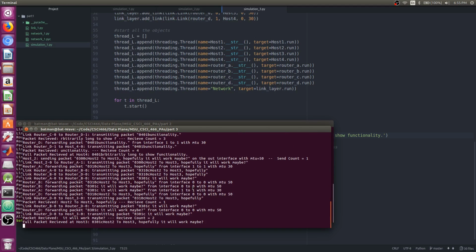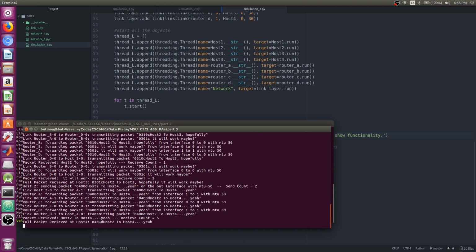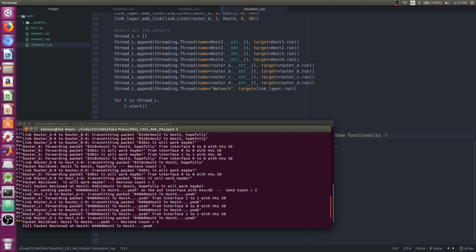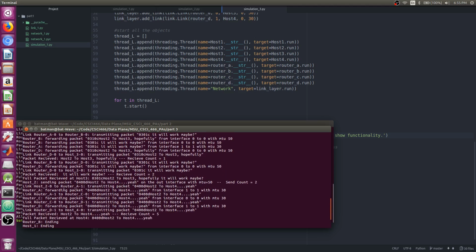This takes a few minutes to fully send. So here is the last one. We have a receive count of 5, but it's going to be confusing to use that since there were multiple messages sent. Anyhow, you can see here router A1 transmitting packet from host 2 to host 4, and then router C0 transmitting packet host 2 to host 4, and then router D transmitting packet host 2 to host 4, and then full packet received at host 4, host 2 to host 4.